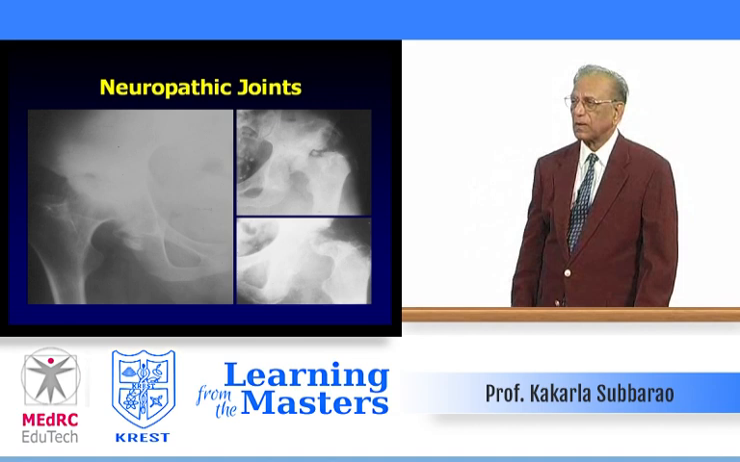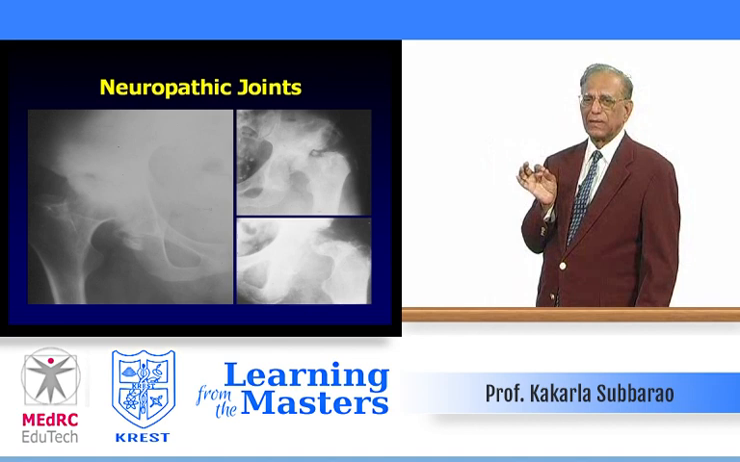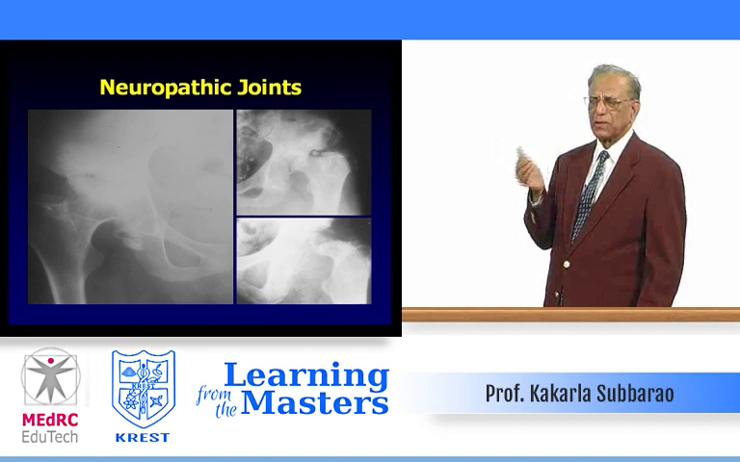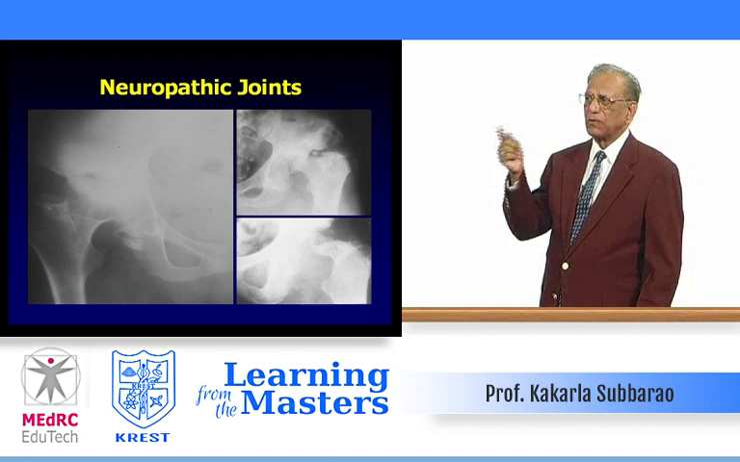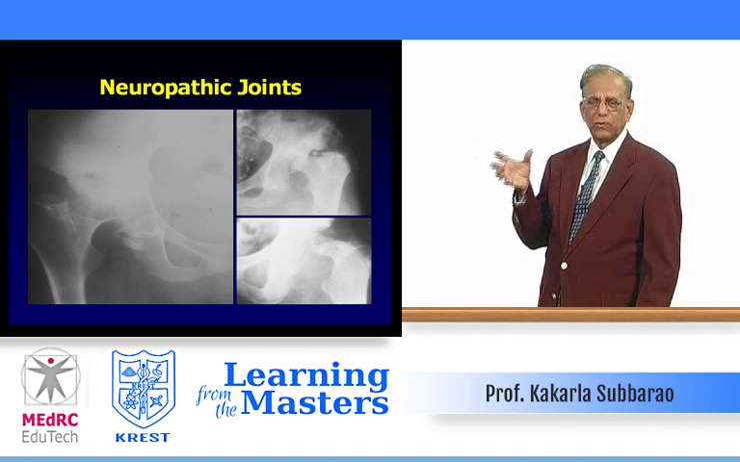Neuropathic joints, look at the disorganization. Most important finding is lack of para-articular osteoporosis, that is one. Complete disruption of the joint, resorption of the head and neck of the femur, and soft tissue ossicles or ossifications or calcifications, debris. This is typical of a neuroarthropathy.